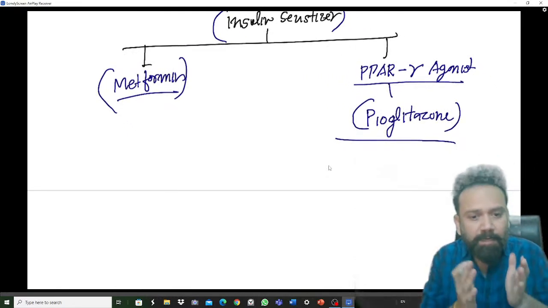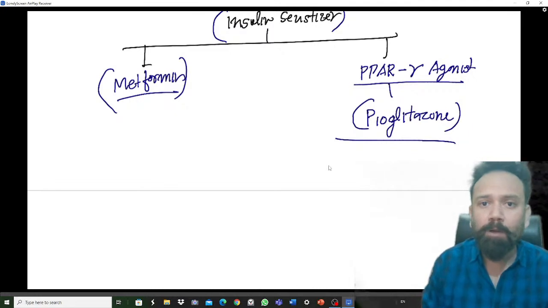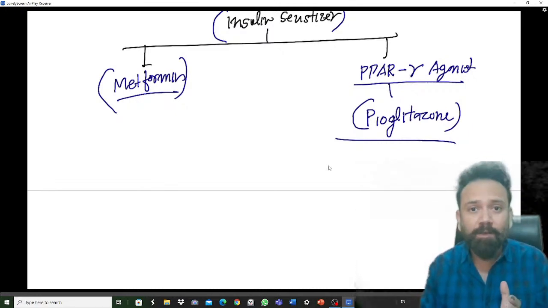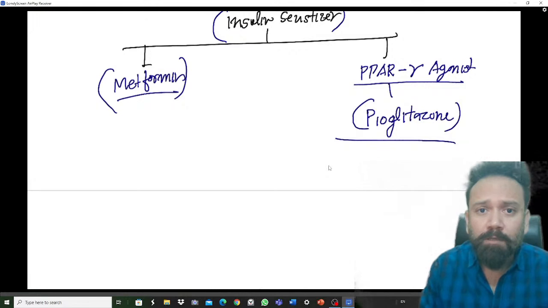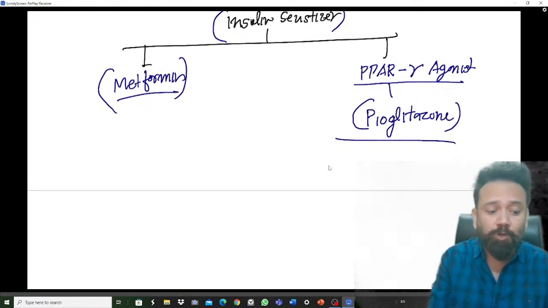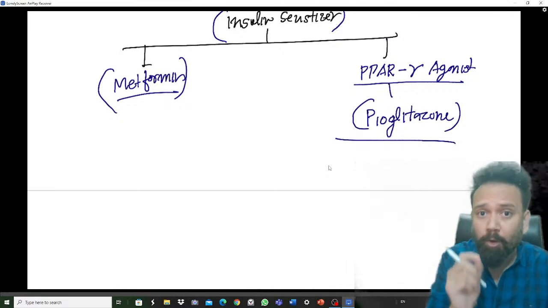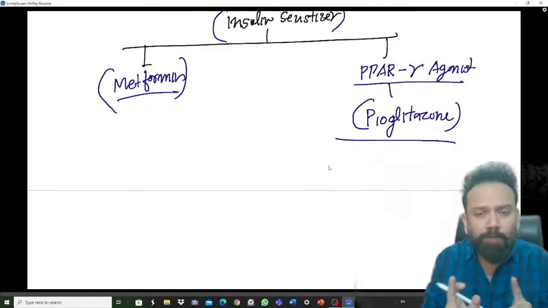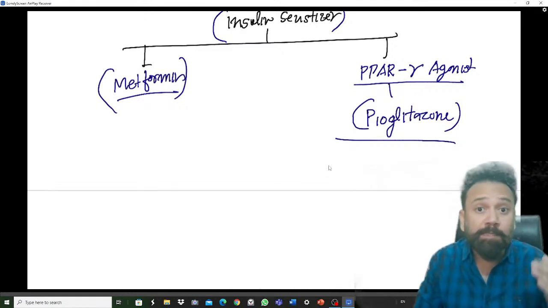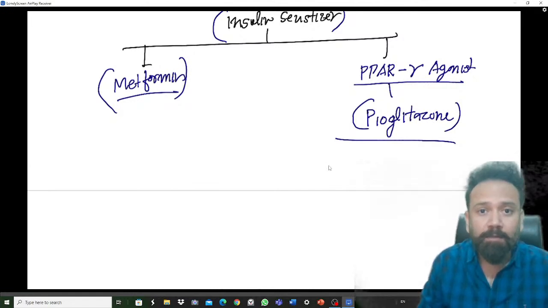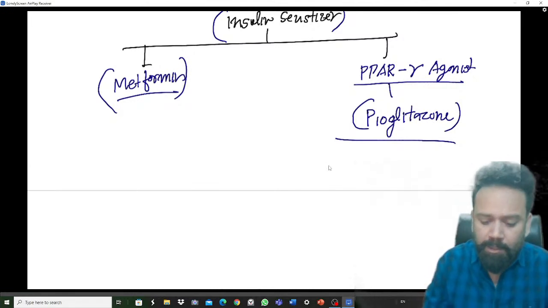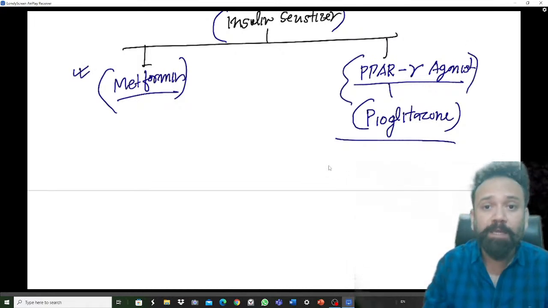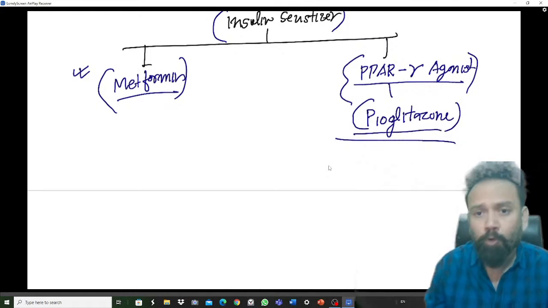So when insulin is released but the receptor is not working properly, there is insulin resistance. What is insulin resistance, doctor? When a normal amount of insulin is doing subnormal action. So the problem is not with the release of insulin. Even if there is hyperinsulinemia, the receptor is not working properly. In those conditions, metformin and PPAR gamma agonists should be given. And one of the best is pioglitazone.